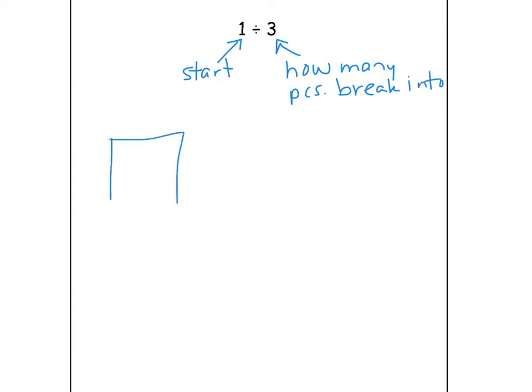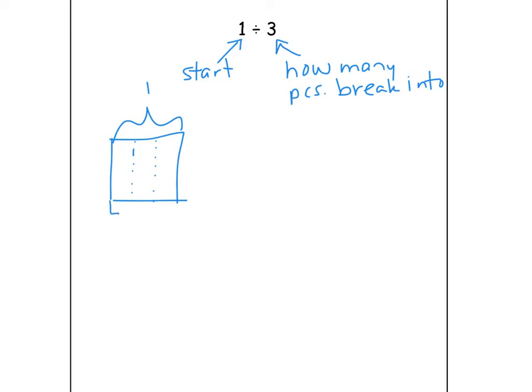Concept development number 1, 1 divided by 3. So the 1 is where I start to draw, and the 3 is how many pieces I break it up into. PCS is an abbreviation for pieces. So I have my 1 whole, and yes, we're going to label it 1 whole. And then I'm going to break it into 3 pieces, so into thirds.